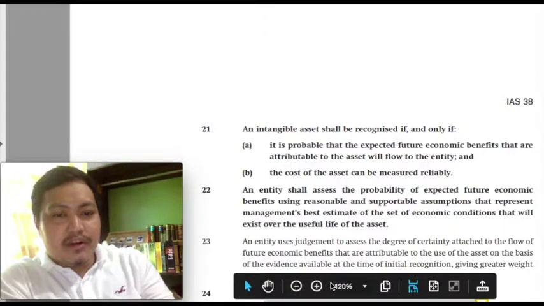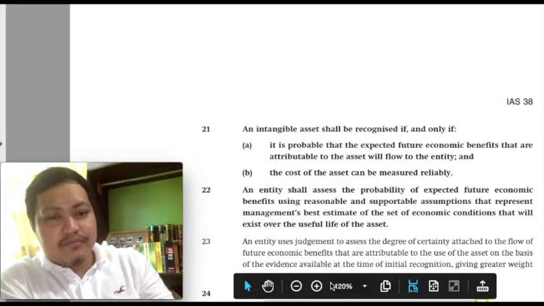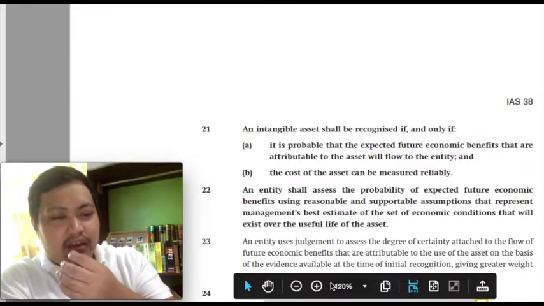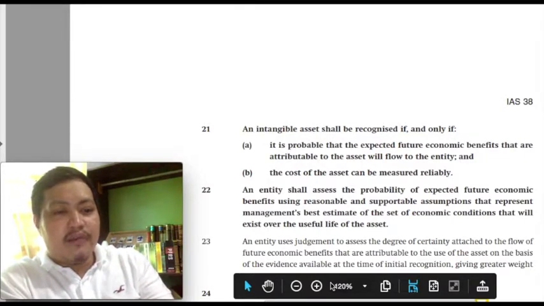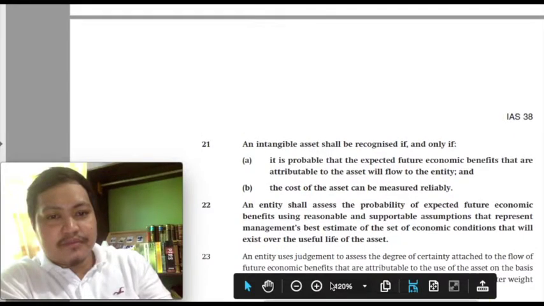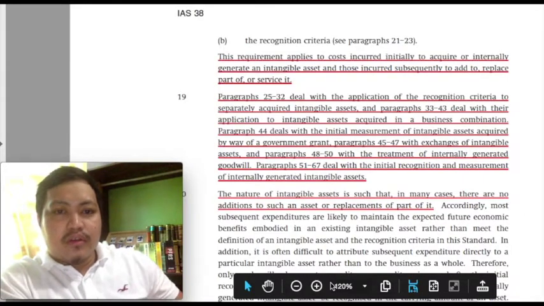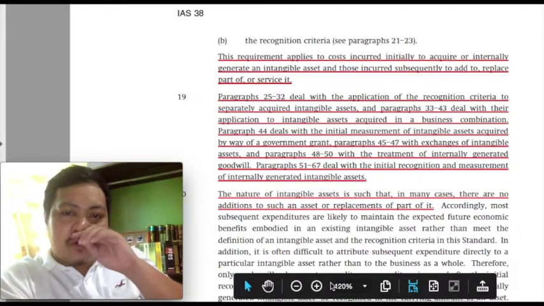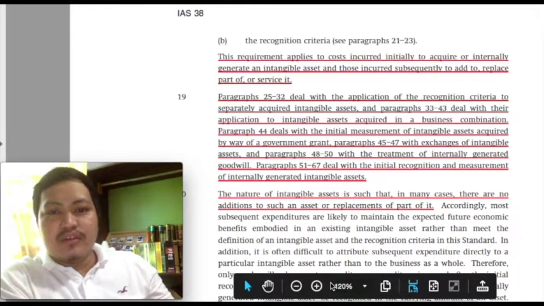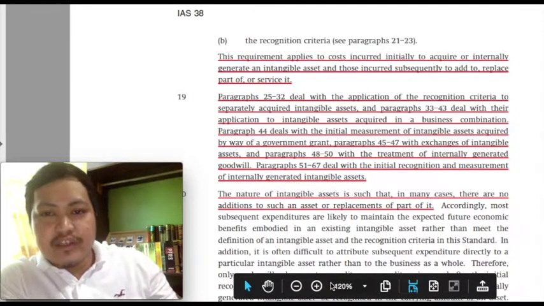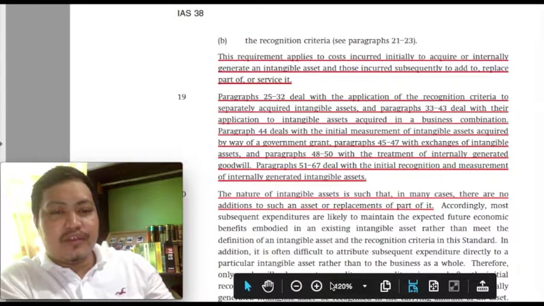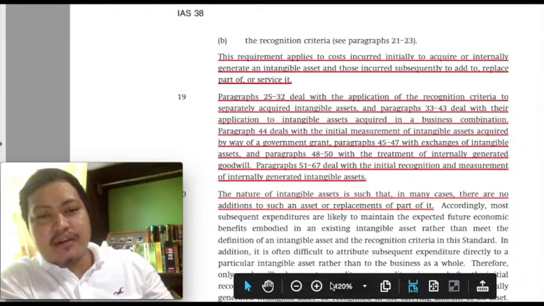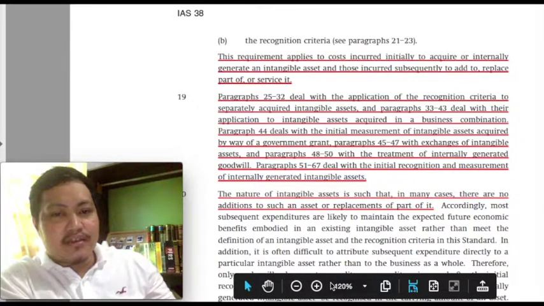We have also a similar provision for PAS 16. So basically, intangible asset would differ from PPE as regards the absence of physical substance. The requirement applies to costs incurred initially to acquire or internally generate an intangible asset and those incurred to add to or replace part of an intangible asset. This part, class, is also similar to your PAS 16.